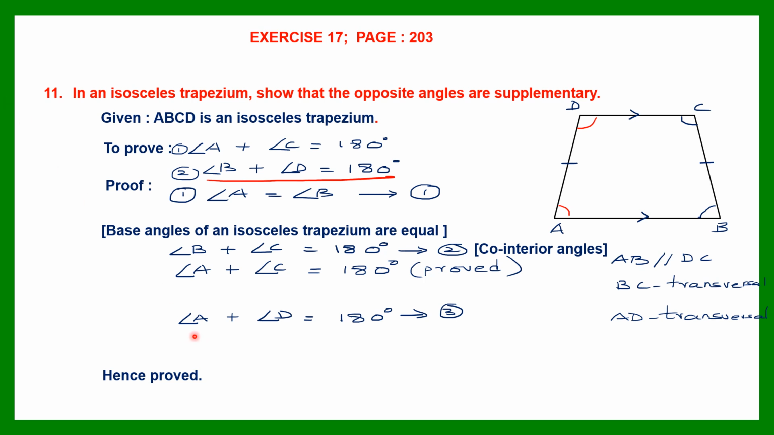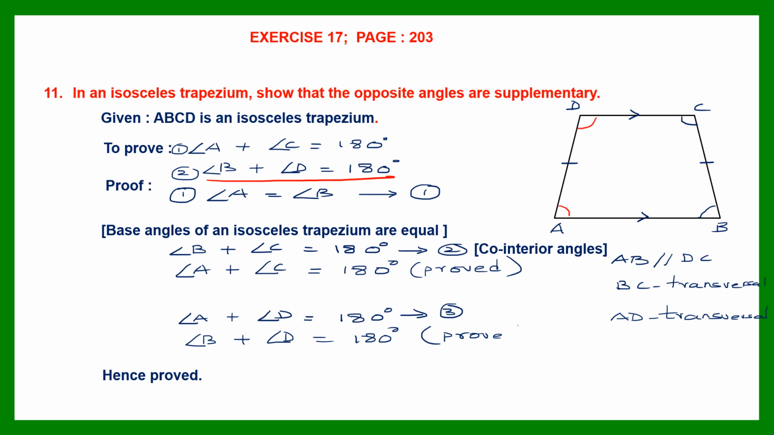Now again, let's go back to equation 1. We're going to use equation 1 here. What does it say? Angle A is equal to angle B. So in the place of angle A, we're going to write angle B. So this would be angle B plus angle D is equal to 180 degrees. Angle B and angle D are opposite angles, so we have proved that they are also equal. So we have proved the second part.